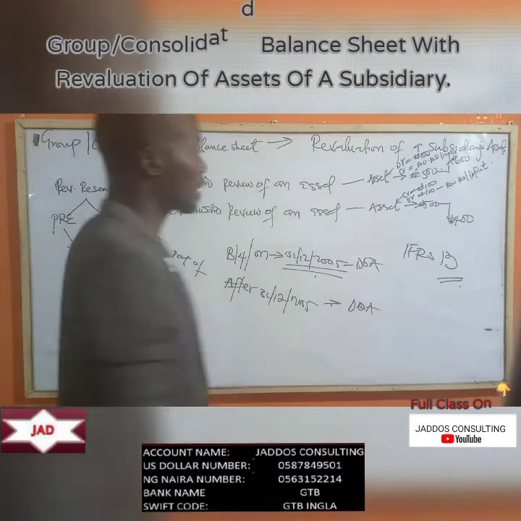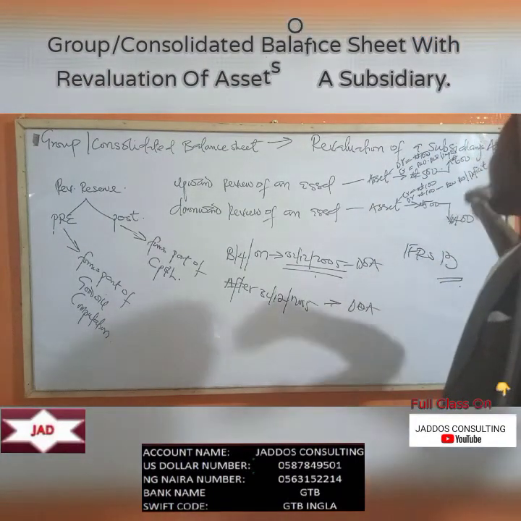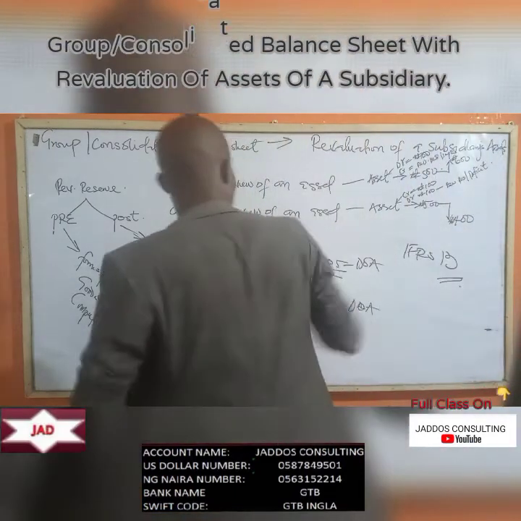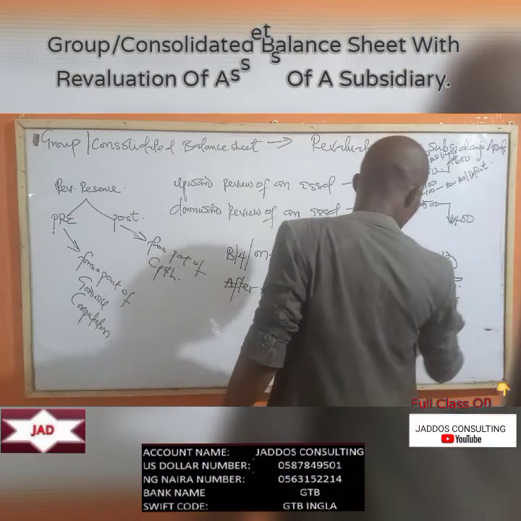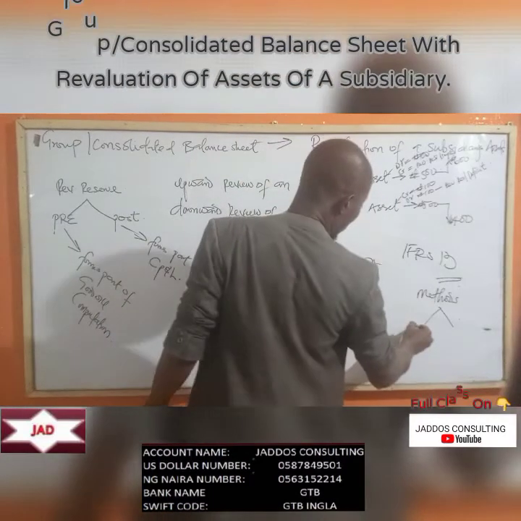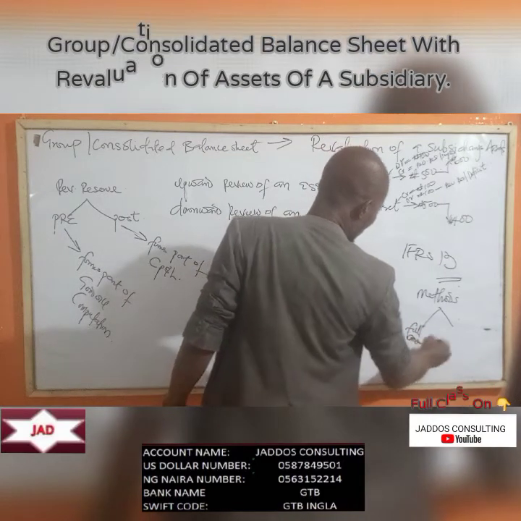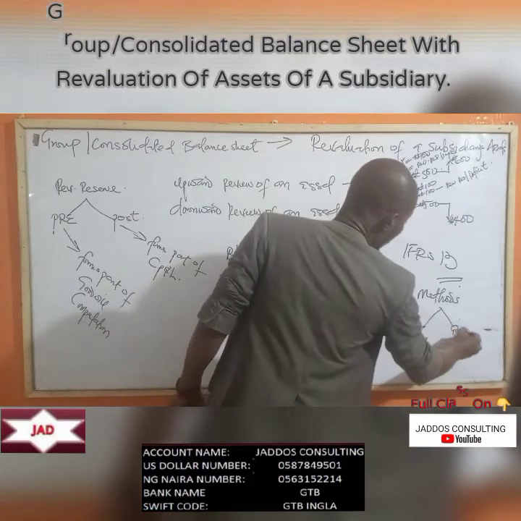Remember, I already explained the upward review or downward review here. Now there are two methods. You can either use the full amount, or what you call group share.